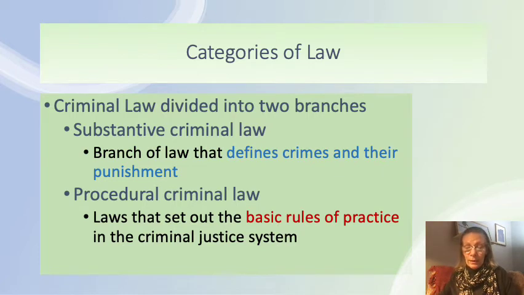When it comes to a criminal trial, there are certain laws governing jury selection and how large the jury has to be. Do you need a unanimous verdict, etc.? And so all of those are examples of procedural criminal law because they have to do with the basic rules and practices of the criminal justice system.